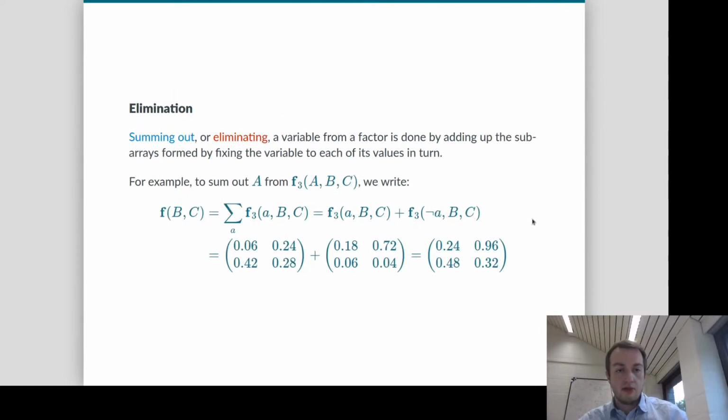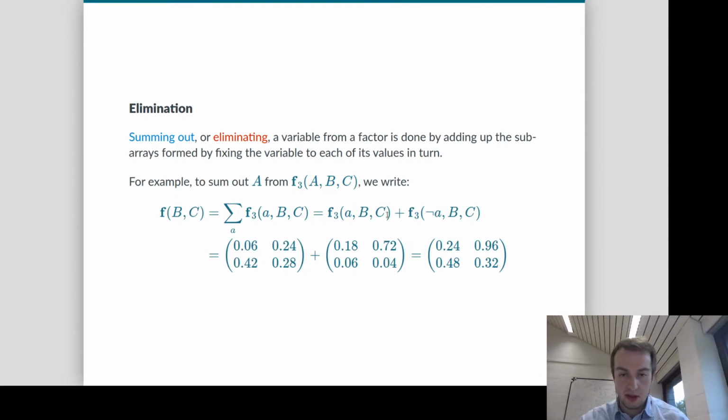So this is for the join, and then the second step is about eliminating or summing out a variable from a factor, which would be simply done by adding up the subarrays that are formed by fixing the variable to each of its values. So if we start with the factor f3, which we have just computed, and we want to sum out one of the variables, let's say the variable a, then we would just select all the subarrays that we obtain when we set a value for the variable that we want to sum out. So in this case, with two values for a, positive and negative, we just extract the subarray for each one of these two values.